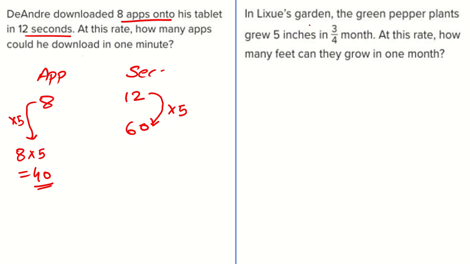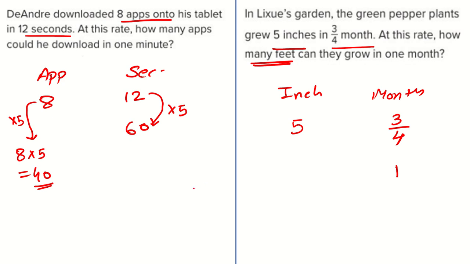Okay. Same here. In Lex's garden, the green pepper plants grew 5 inches in 3 over 4 months. Now you see, this is inches and this is months. So 5 inches and 3 over 4 month. At this rate, how many feet can they grow in 1 month? So in 1 month we need to find, but here see, they are asking the question in feet, not in inches. So what we will do, either you convert this inch into feet, or first you find the answer in inches and then you convert it into feet.